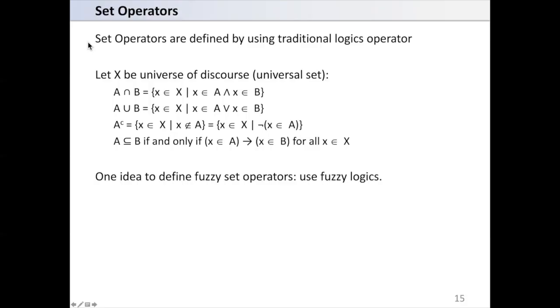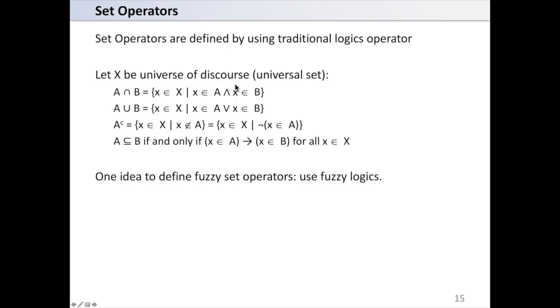In this part of the Computational Intelligence course, related to fuzzy systems, we will continue fuzzy set theory. We will try to understand the analogy between classical logic, Boolean algebra, and propositional logic. The classical set operators are defined by using traditional logic operators.